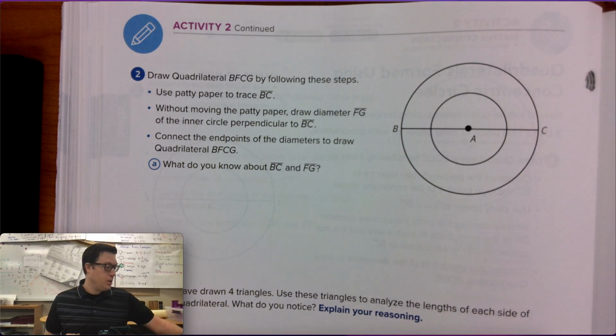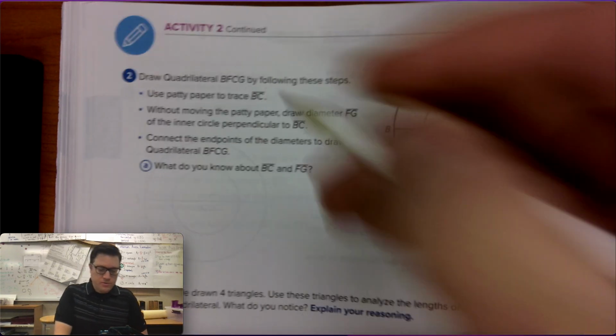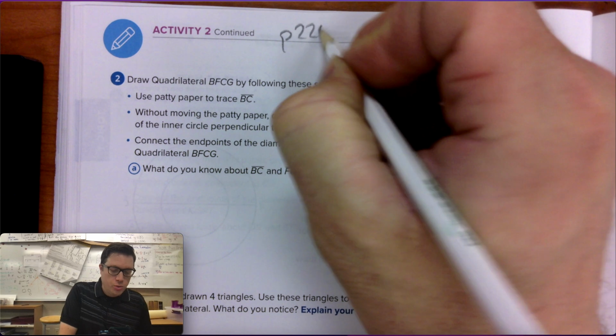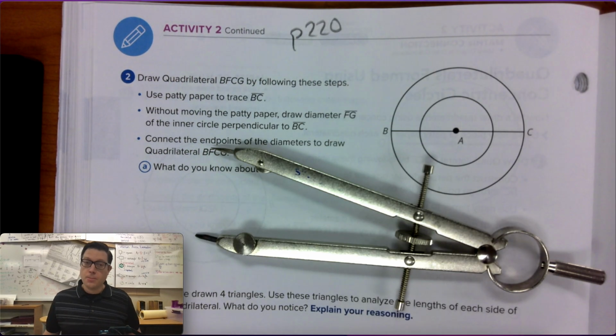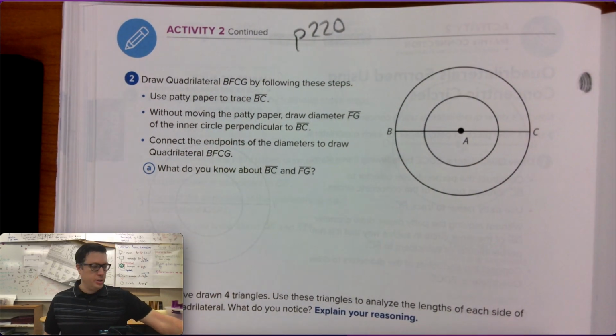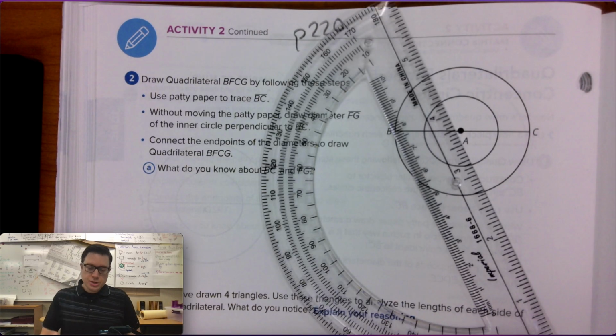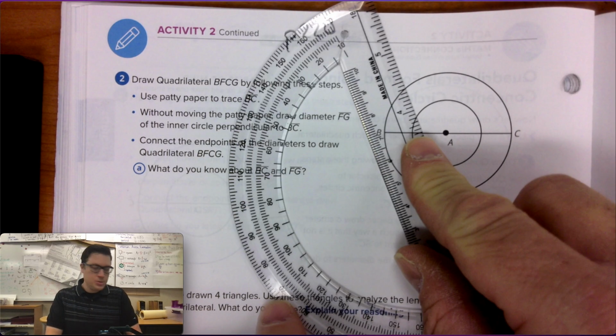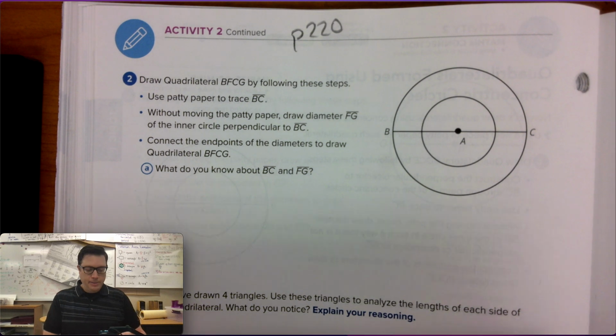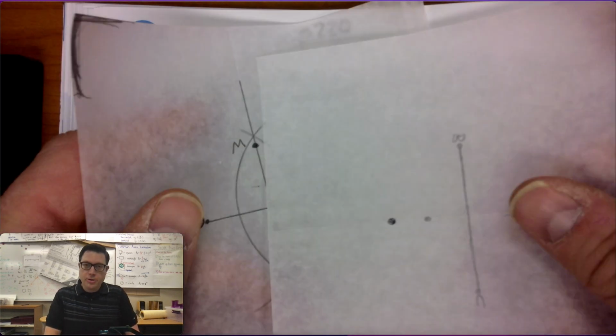Page 220. In order to be ready for this video, please make sure that you have perhaps a compass or the other kind. Definitely look for some sort of straight edge, something that you can use, maybe even some angles to measure. I've got patty paper. In fact, I saved the patty paper from the previous videos.